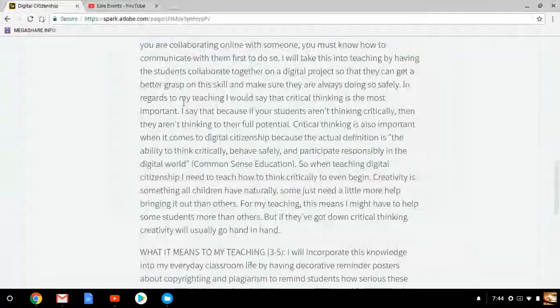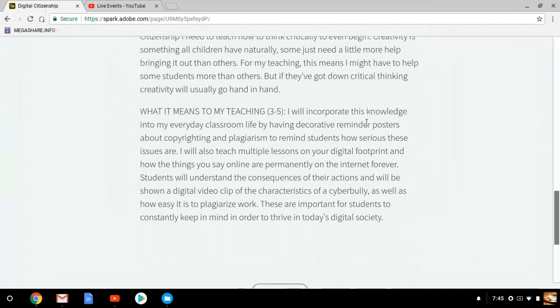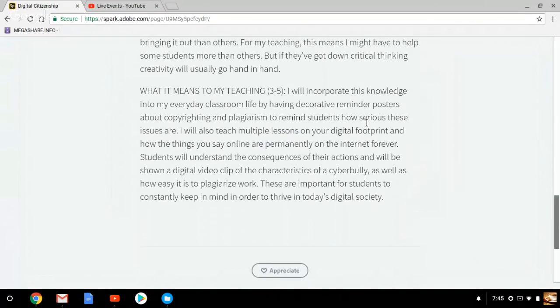And for what I learned from my third through fifth graders, I will incorporate this knowledge into my everyday classroom life by having decorative reminder posters about copyright and plagiarism to remind students how serious these issues are. I will also teach multiple lessons on leaving your digital footprint, and how the things you say online are permanently on the internet forever. Students will understand the consequences of their actions and will be shown digital video clips of the characteristics of a cyberbully, as well as how easy it is to plagiarize work. These are important for students to constantly keep in mind in order to thrive in today's digital society.